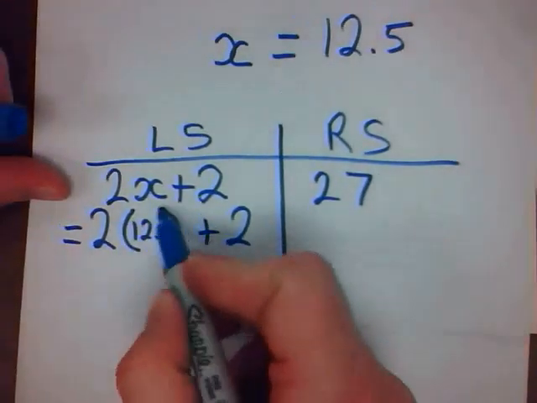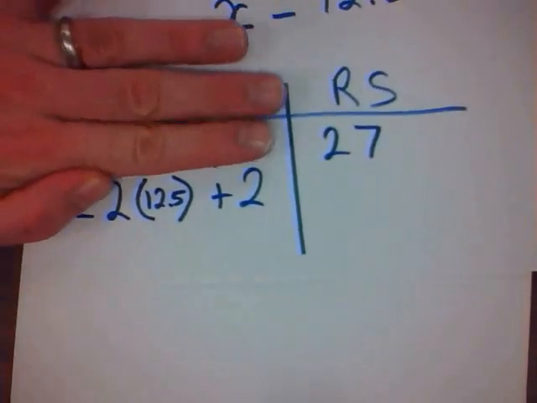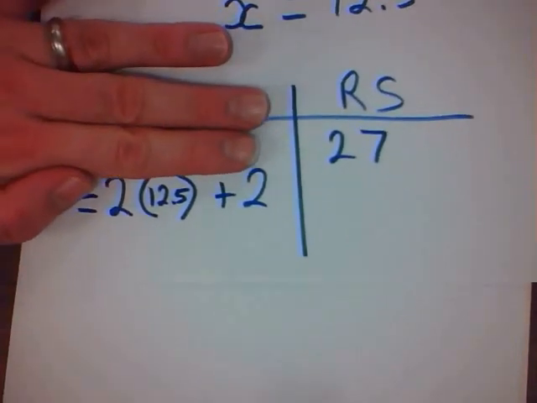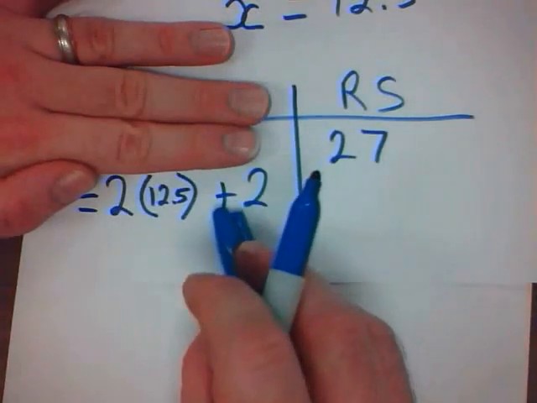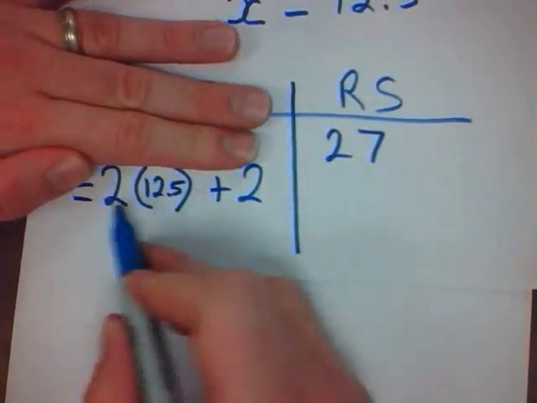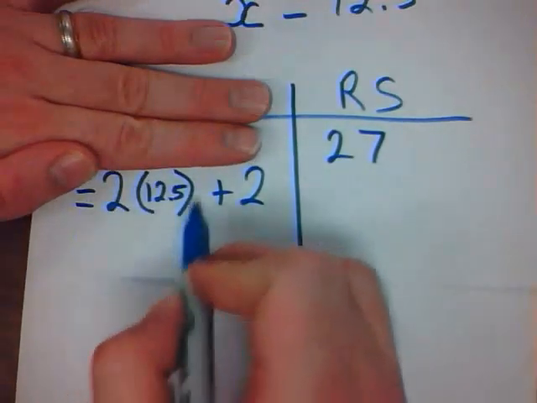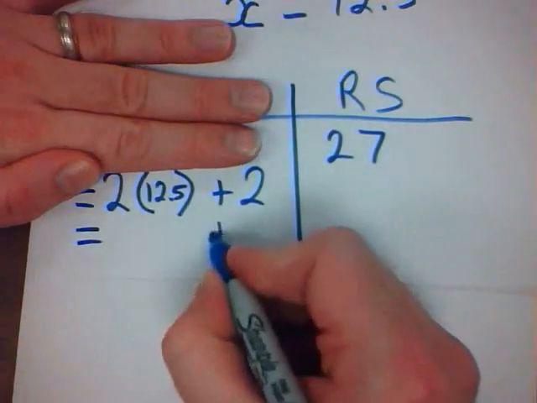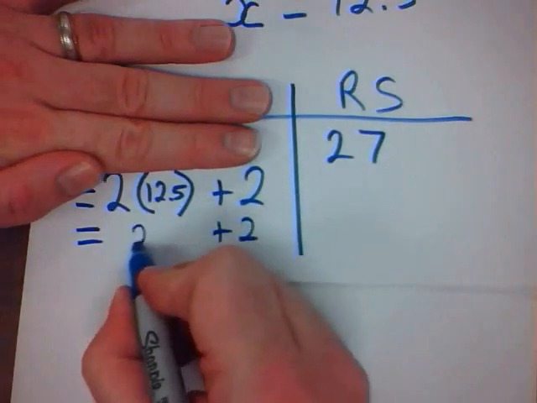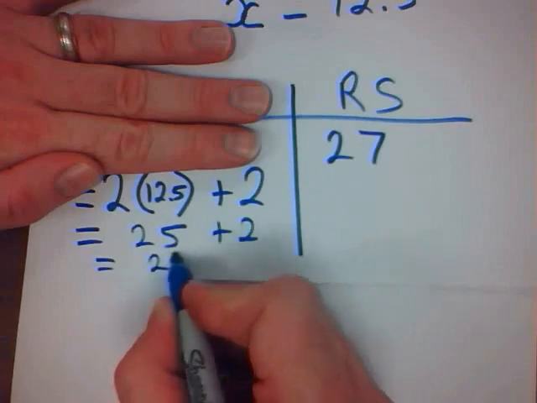Remember, I must substitute for a variable inside a set of brackets. Take a look at that. There are no variables. There's no fancy letters. This is a BEDMAS question. Brackets, none. Exponents, none. Division, multiplication, yes, there is division and multiplication. I'm going to do that first. Copy down everything I'm not using. 2 times 12.5 is 25. Next step, 25 plus 2 is 27.